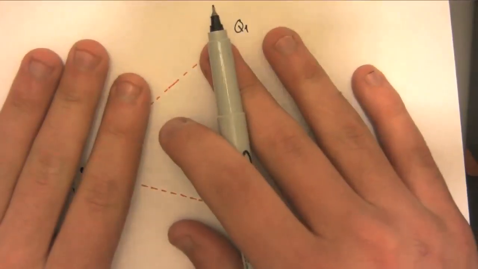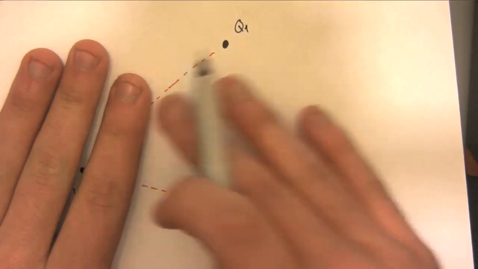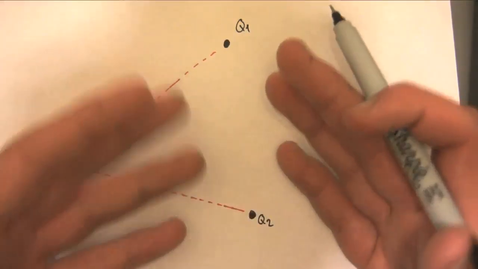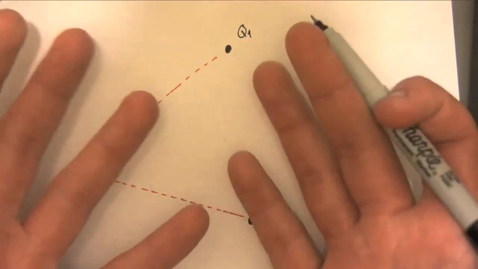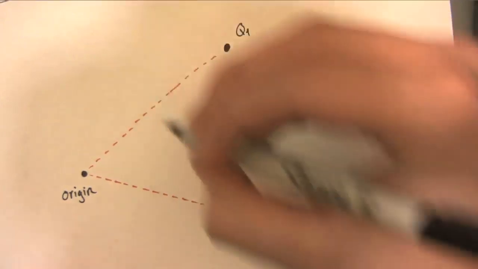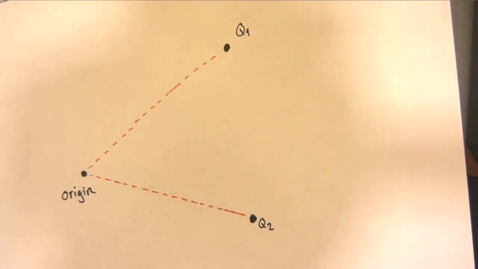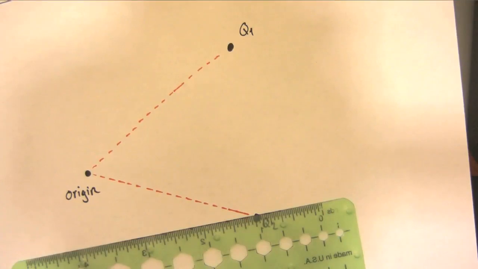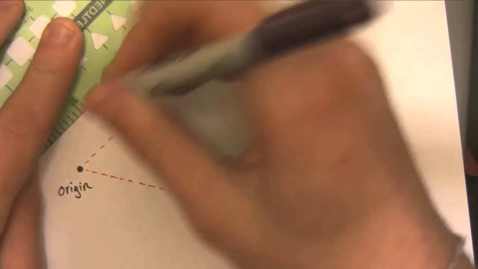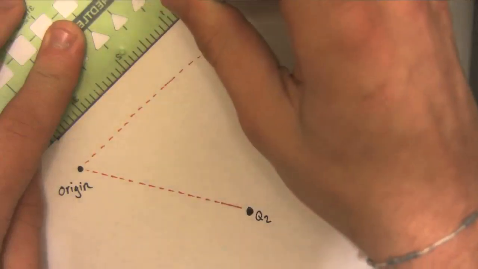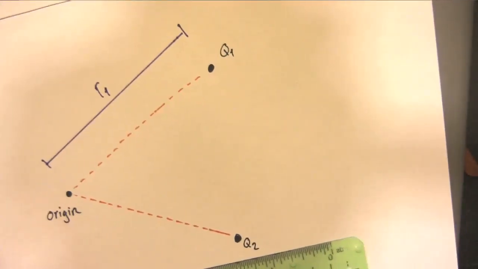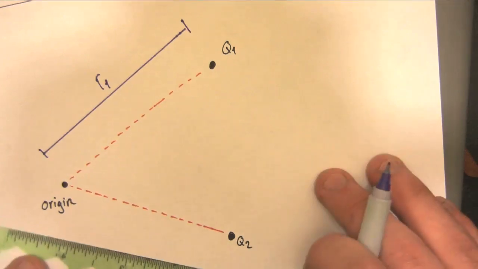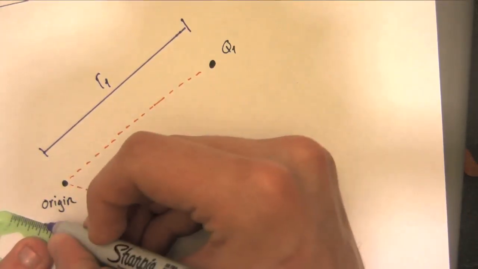The vector has both magnitude and direction, meaning we're going to have some magnitude against some unit vector. Now we already know the magnitude between origin and Q1 is going to be some distance r. So let's go ahead and say this entire distance from the origin to Q1, we're just going to let it have value little r1. Same thing for origin to Q2.